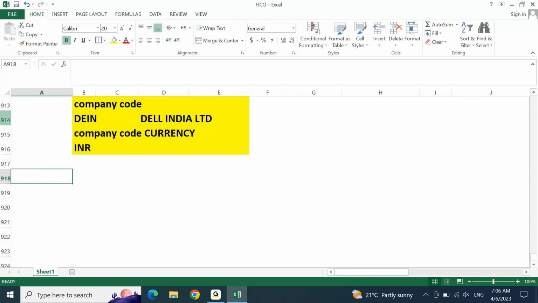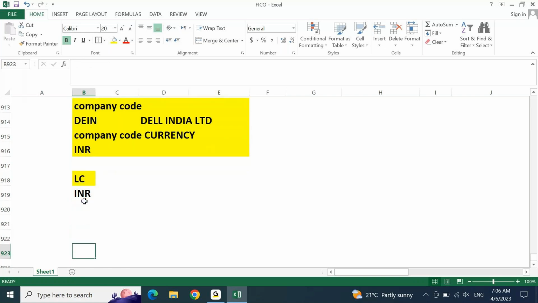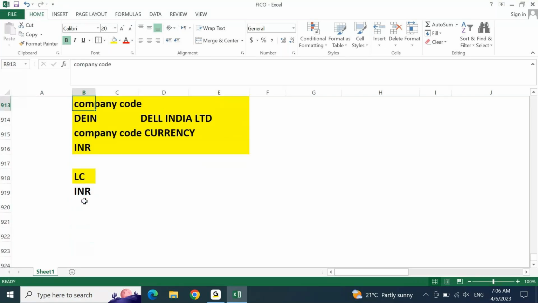Now here you put LC. What is your LC? INR. Local currency. LC is local currency. Local currency is INR. Now if you are talking about this company code, your LC will always remain INR. Am I correct?